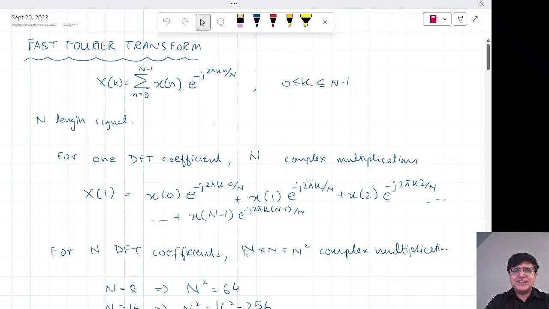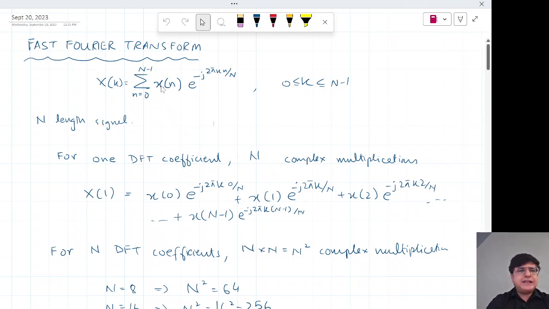We were discussing fast Fourier transforms in the last class. And what are fast Fourier transforms? Fast Fourier transforms are essentially a fast way to compute discrete Fourier transforms, right? And what are discrete Fourier transforms? You can get it from this particular relationship. This just gives you a representation of a signal in the frequency domain, right?